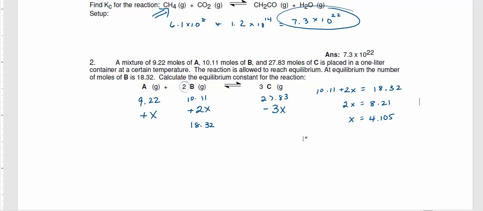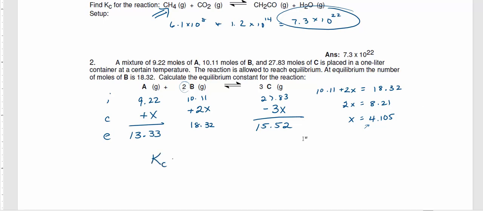Then I'm going to calculate my equilibrium values of A and C. So 9.22 plus 4.105, that's going to round to 13.33. And for C, 27.83 minus 3 times this value, 4.105, I end up with an equilibrium. So this is my initial, change, and equilibrium. I forgot to put the ICE in. So my equilibrium value of C, 27.83 minus 3 times my x value, I get 15.52 for my C value.